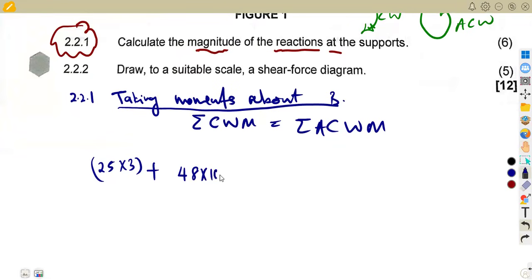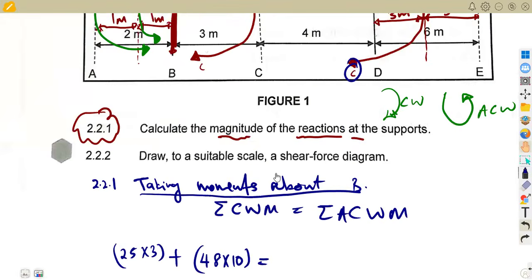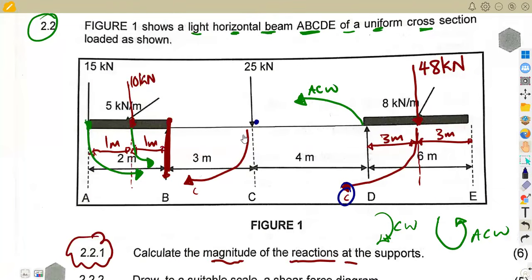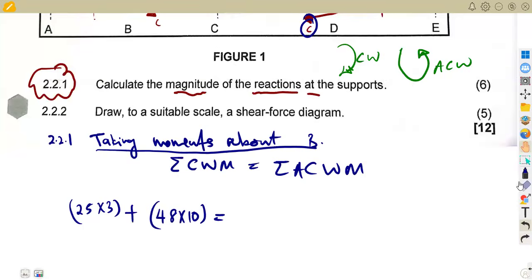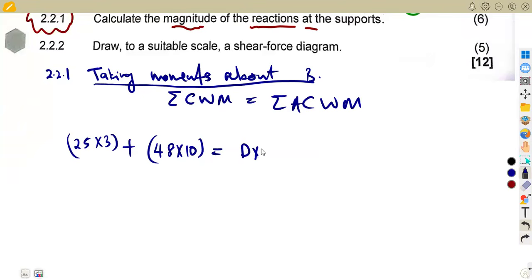That is equal to the anti-clockwise moments. We are done with the clockwise, yes, all the clockwise. So we're going to the anti-clockwise. We have D as it goes to B. The distance between B and D is 7 meters, 3 plus 4, that's 7. So that's D times 7, force times distance.